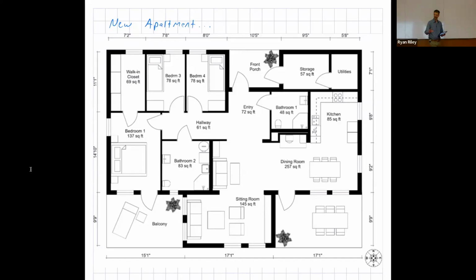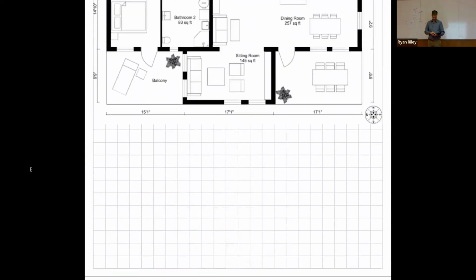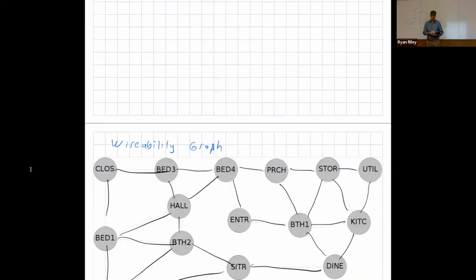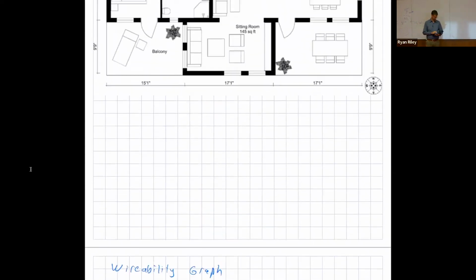So here's my nice little architecture picture. And if I take that picture and I turn it into a picture that looks something like this, right? If you look at this, and you go back up here, you can see, here's the front porch up here. And then boom, I have a little circle labeled porch, right?